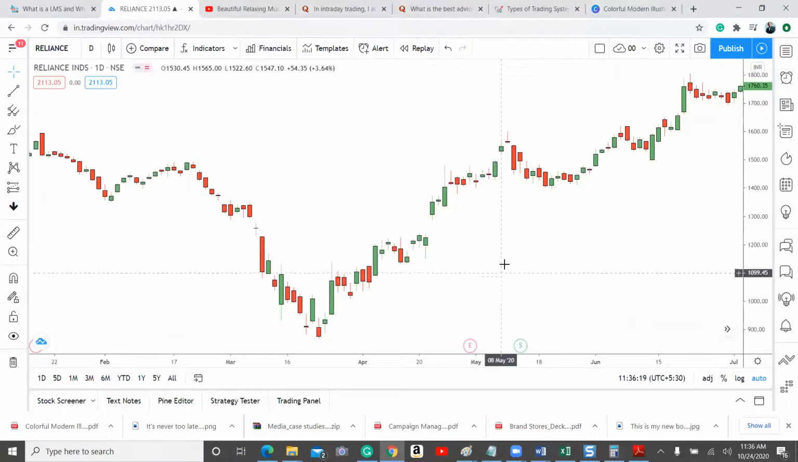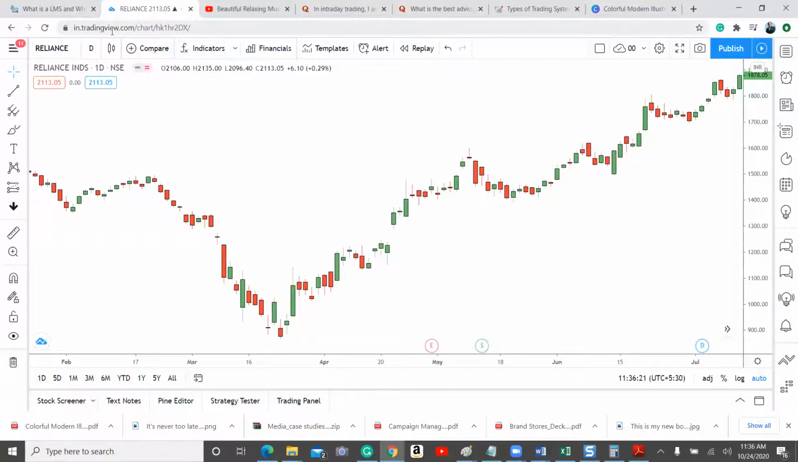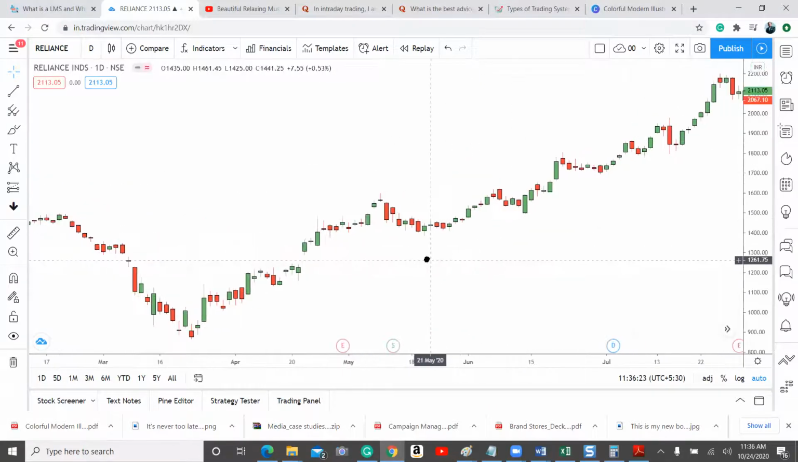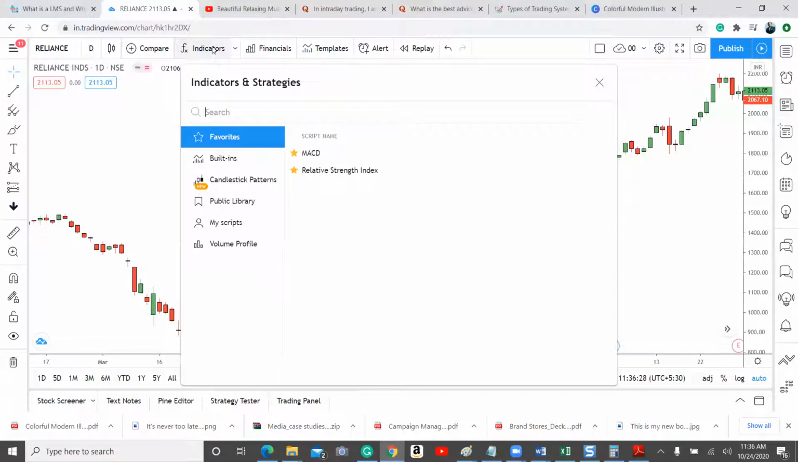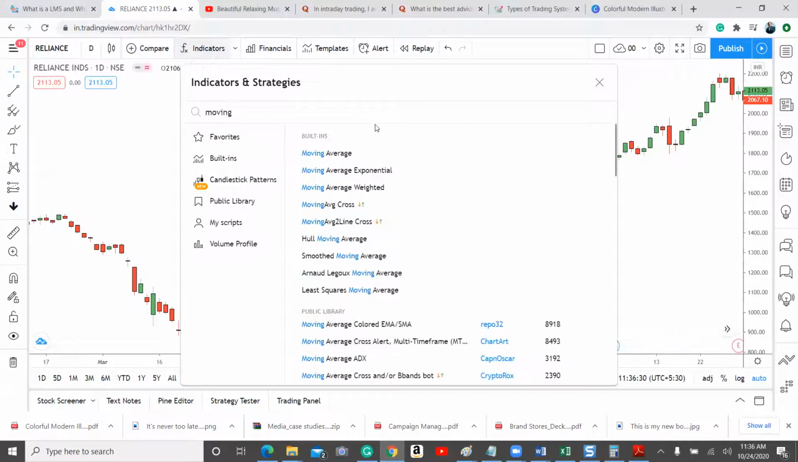So for example, this is a chart. This is the TradingView website. This is a simple Reliance chart, daily chart. So what I'm going to do is apply the moving average indicator here. For example, this is a moving average. If you select moving average, this is the simple moving average. If I select moving average exponential, it is the exponential moving average. You can select anything, almost both are the same. So I'm going to select only the moving average, that is the simple moving average.